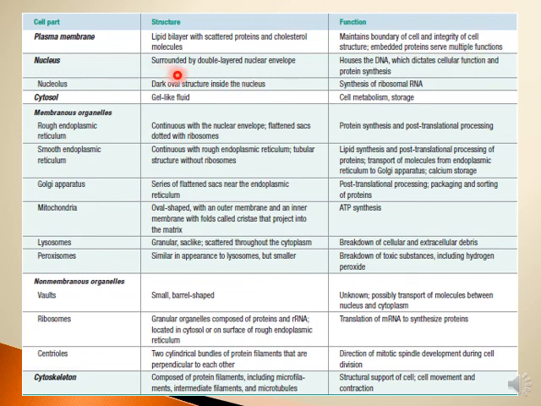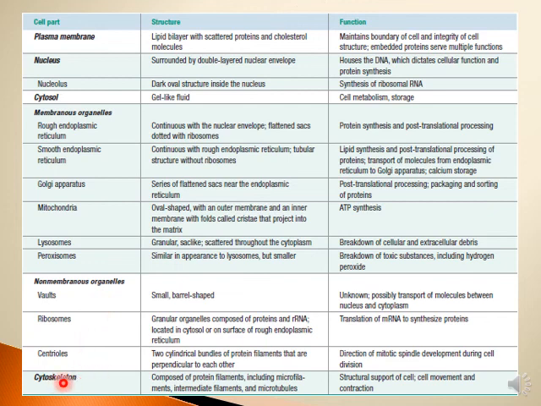The nucleus is separated from the cytoplasm by the double-layered nuclear envelope. It is where DNA is present that dictates cellular function and protein synthesis. The nucleus is important for the synthesis of ribosomal RNA. Then we have membranous organelles, which are organelles that have membranes, and non-membranous organelles. The membranous organelles mainly are the rough endoplasmic reticulum, smooth endoplasmic reticulum, the Golgi apparatus, the mitochondria, lysosomes, and peroxisomes. For non-membranous organelles, please remember the ribosomes and the centrioles.